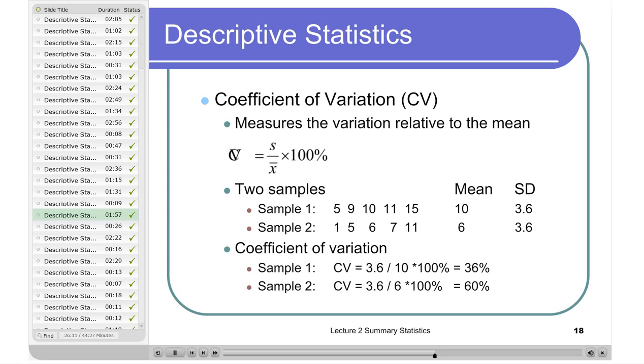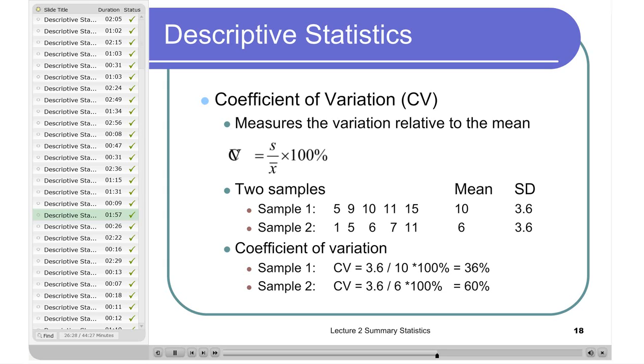So even though these two samples have the exact same standard deviation, the numbers in the first sample are a lot bigger. In the first sample, the numbers are equal to 10 on average. And so a standard deviation of 3.6 is only about 36% the size of the mean.